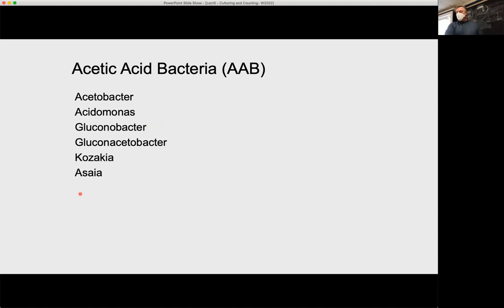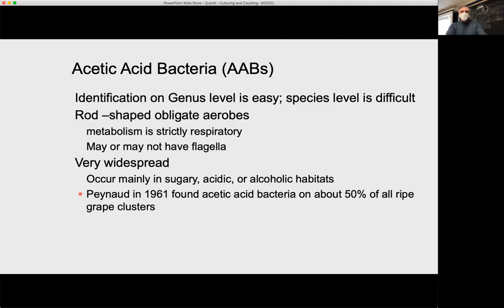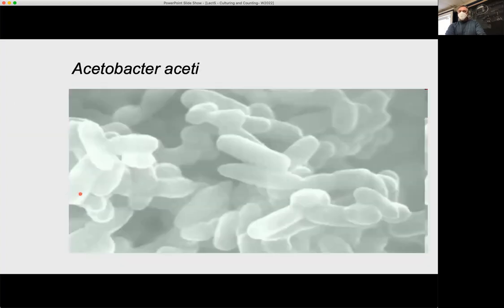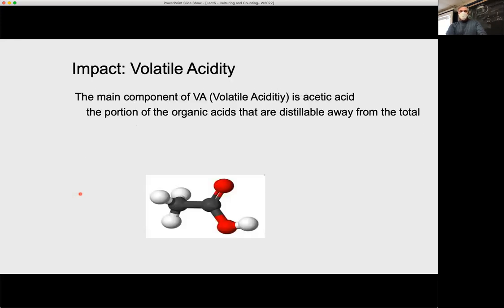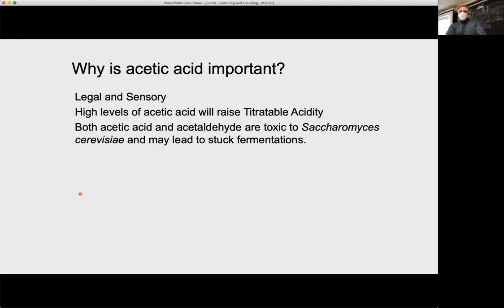There's lots of acetic acid bacteria out there. Gluconobacter, Gluconacetobacter. They're often found in kombucha. Okay, this is it. First, there's a picture of Aceti. I'm just going through these slides, sorry. Really, really quickly.